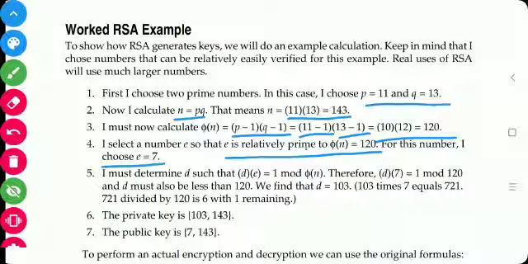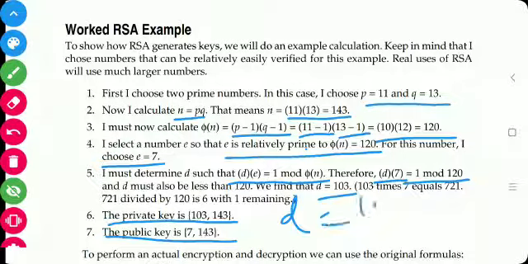So determine d such that d times e is equal to 1 mod phi n. Therefore d times 7 is equal to 1 mod 120. So here we can find d as 103. So our private key is 103 and 143, and the public key is 7 and 143, as d is 103 and e is 7.